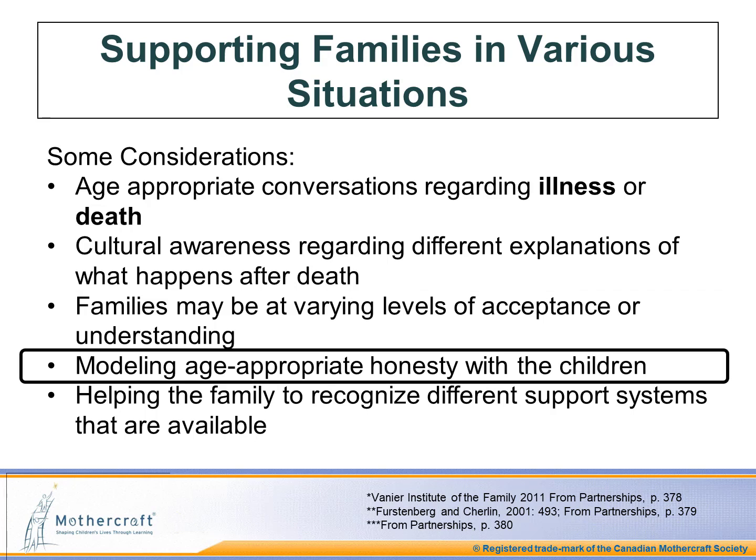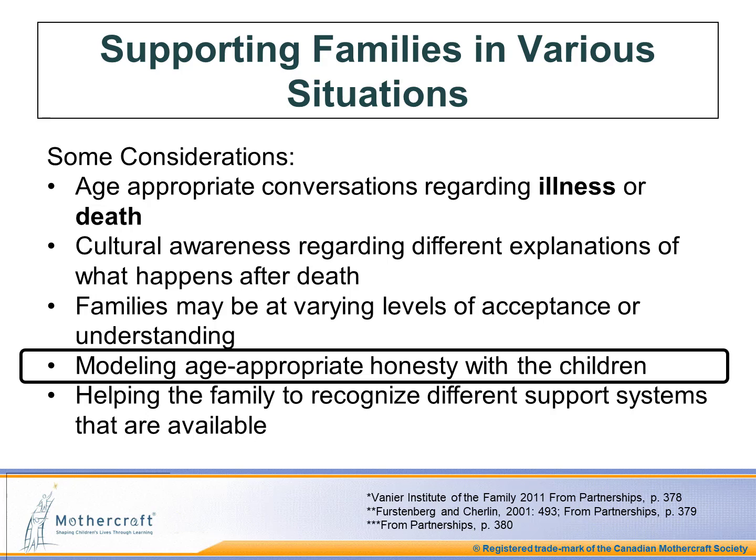We also want to encourage families to model age-appropriate honesty with the children as much as possible. It is ideal for children to know what is happening as soon as possible. It is likely that they will sense something is wrong anyway, so it is far better for them to hear what's happening from a trusted adult than finding out in a different way. When there are no secrets among family members, they can better support each other.